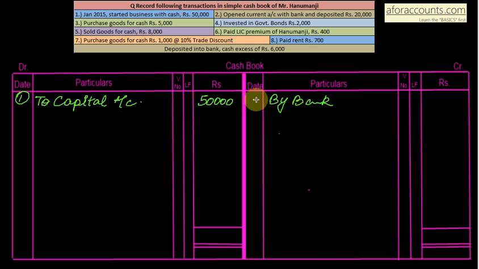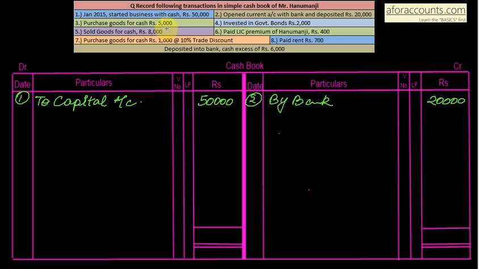And it is your second entry. And by how much amount? 20,000 is deposited in the bank. Alag se bank column nahi hai, single column cash book hai. Okay, simple cash book. So entry number 2 is also done.